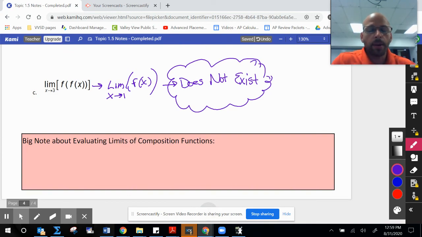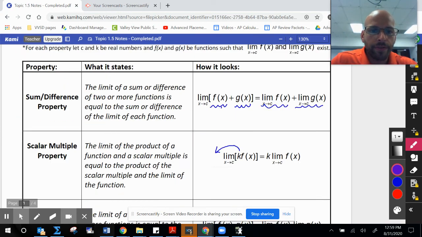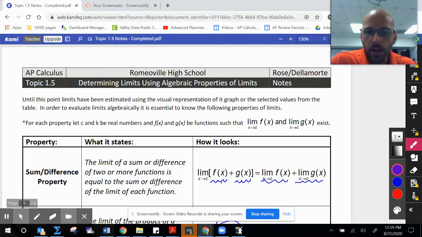All right. So that is all of topic 1.5, properties of limits. Hopefully this helped you, and you can complete any further tasks.